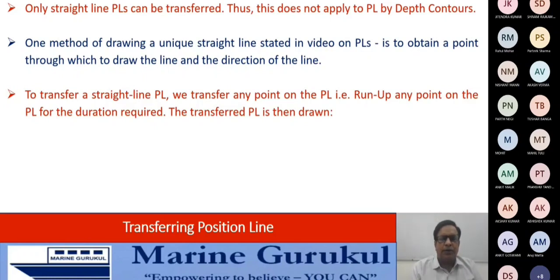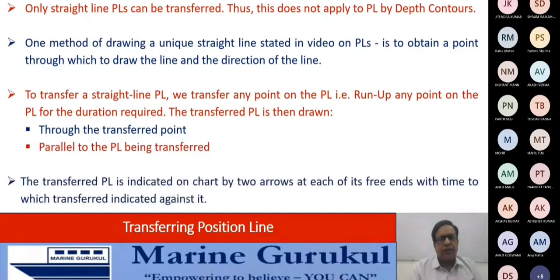We take up any point of our choice. We run it up for the duration for which the PL has to be transferred. And the transferred PL is then drawn through this transferred point, and the direction of the transferred PL is the same as the direction of the PL being transferred, of the first PL. The transferred PL is indicated on the chart by two arrows at each of its free ends with time to which it is transferred indicated against it.